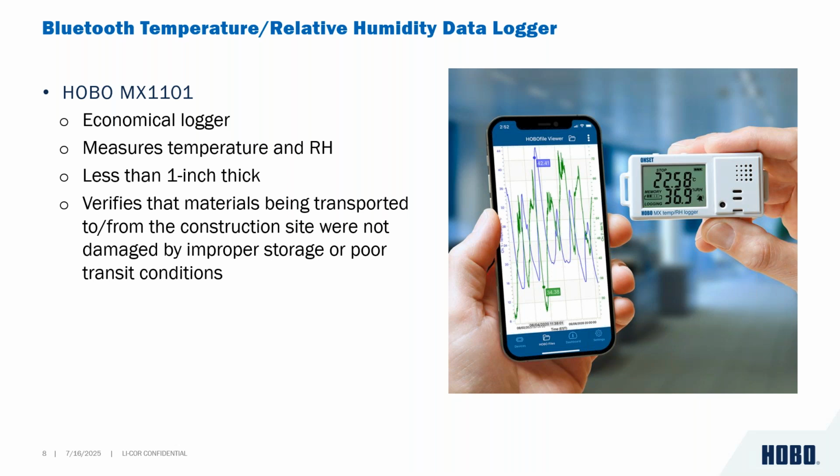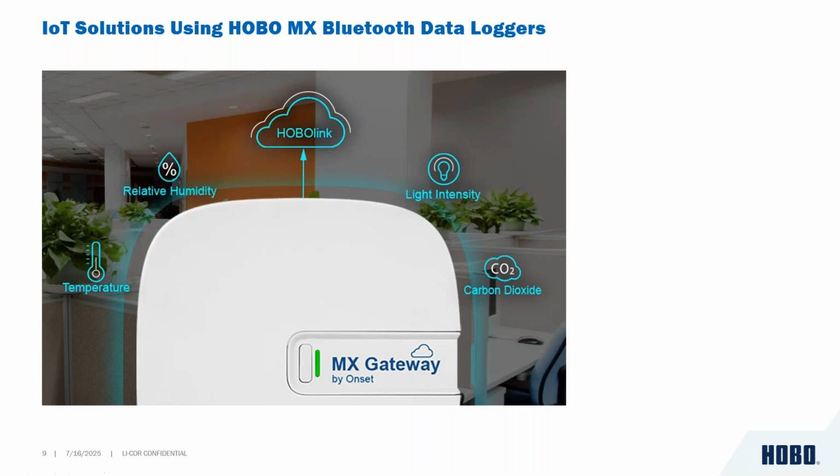One nice thing about this device is that not only can you use it as a standalone device, where you simply download a free app to your mobile device, you get within 100 feet line of sight range from the device, and you'll be able to connect to it to do your configuration, data offload, as well as view data in real time. This can also become part of a remote monitoring solution, and that would be incorporating our MX Gateway.